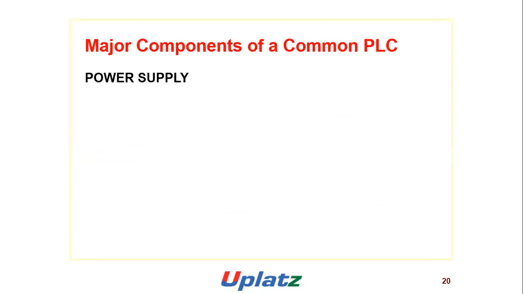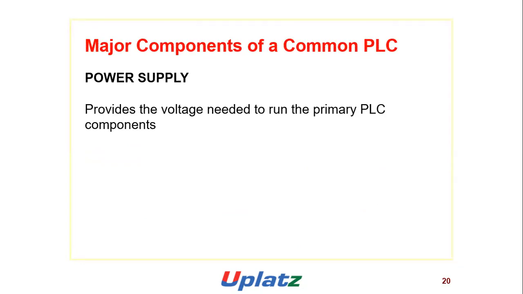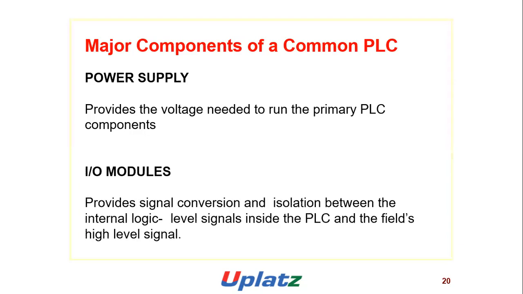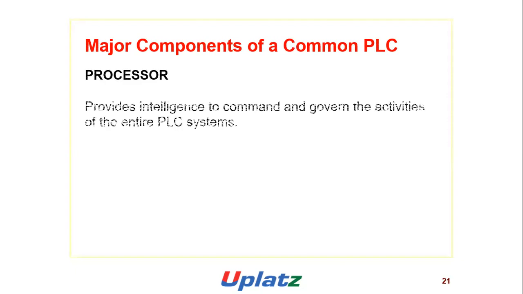Major components of a common PLC. The power supply provides the voltage needed to run the primary PLC components. I/O modules provide signal conversion and isolation between the internal logic level signals inside the PLC and the field's I/O level signal. The processor provides intelligence to command and govern the activities of the entire PLC system.